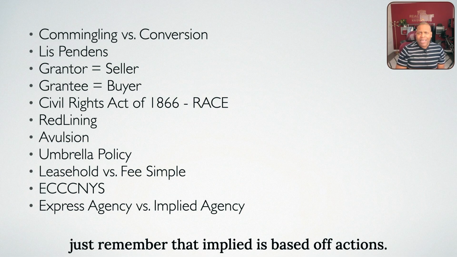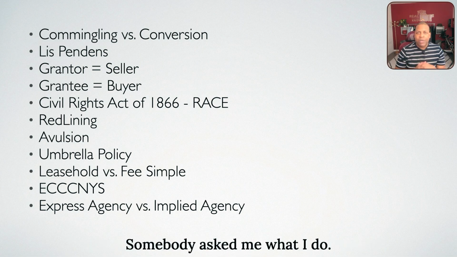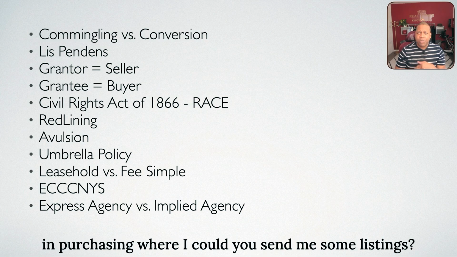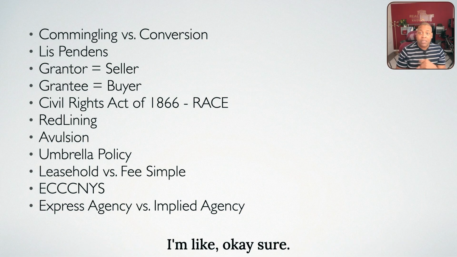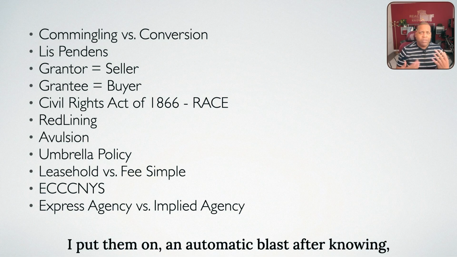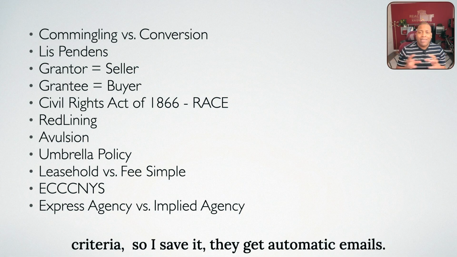Implied is based off actions. I'm riding my elevator. Somebody asks me what I do. I tell them I'm a broker, and they go, oh, I was interested in purchasing, right? Could you send me some listings? I'm like, okay, sure. We exchange contact information. I put them on an automatic blast after knowing what they're looking for, neighborhoods, their criteria, right? So I save it.